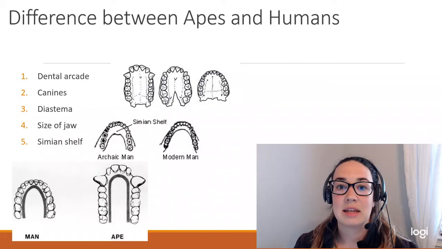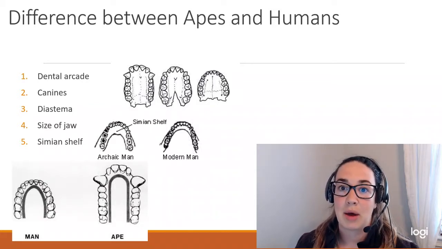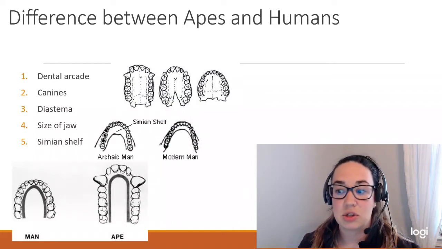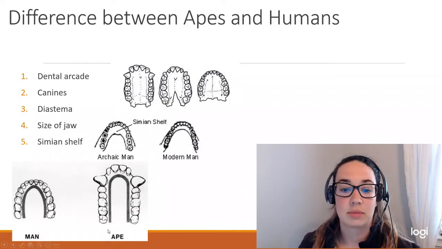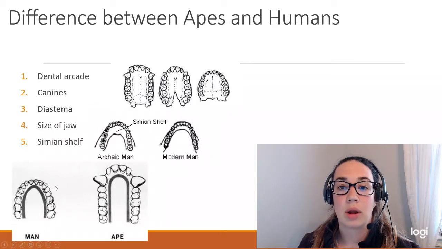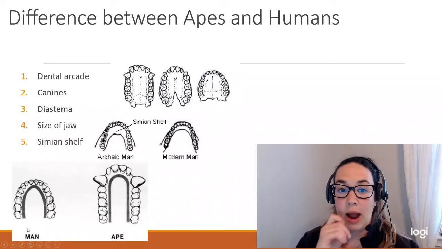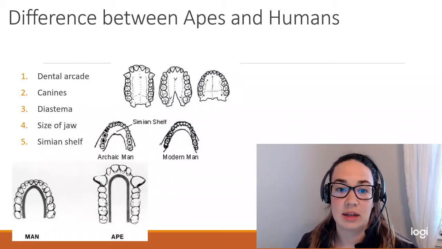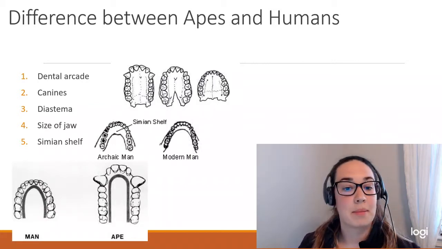So this is a dental arcade. A dental arcade is basically the shape of the teeth in the mouth or the palate. If you look at the image here at the bottom, I'll circle the one that I'm talking about, the one that says man and ape. You can see that the ape has a very elongated mouth and it's shaped more U-like, whereas man has a more shortened upper or bottom jaw, depending on what you're looking at here, and it's more O-shaped, so very round. So the dental arcade is the shape of the mouth.